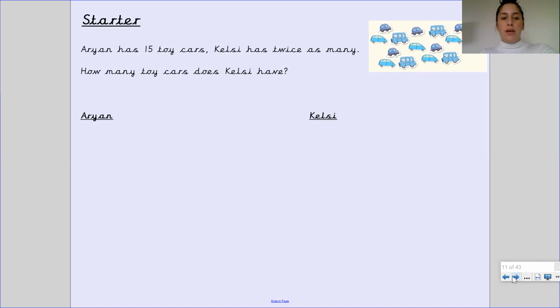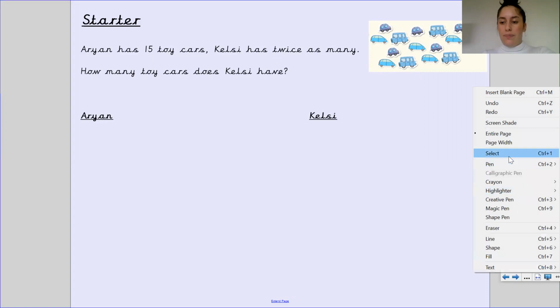Okay, so your first question. Arian has 15 toy cars. Kelsey has twice as many. How many toy cars does Kelsey have? So I want you to pause the video and have a go at doing this. You can represent the toy cars either with items that you've got at home, if you've got enough, or you can just represent it pictorially. You don't have to draw cars. You can just represent it using counters or whatever you would like. Okay, pause the video, and when you're ready, play it again so we can go through it together.